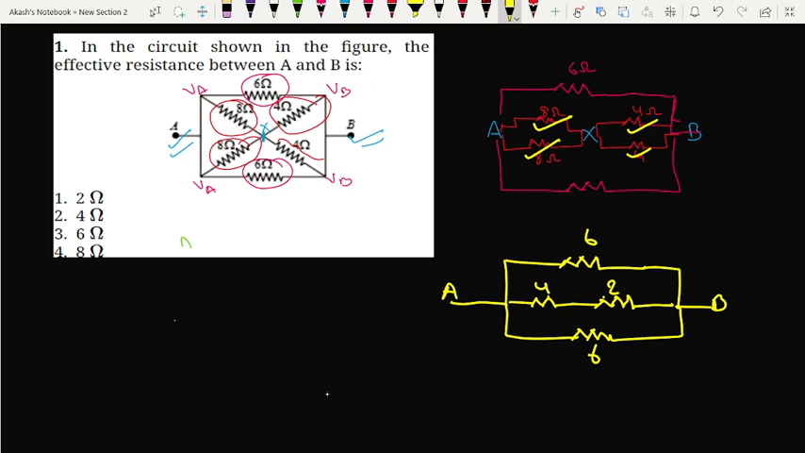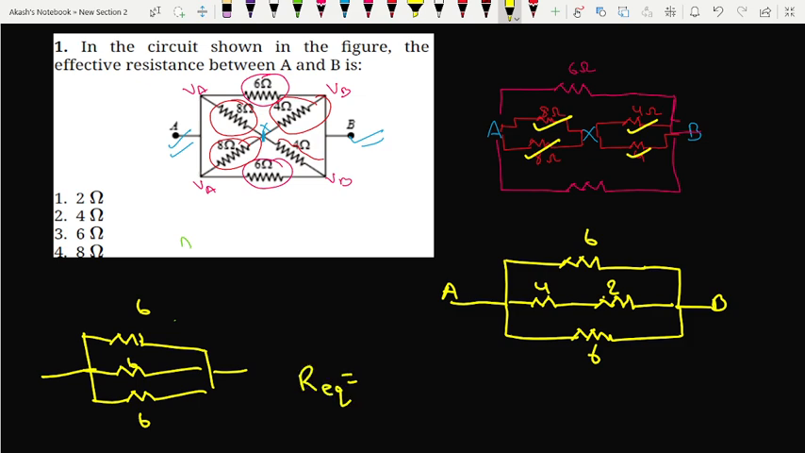So now all are in parallel. These three 6 ohm resistors are parallel. Then the equivalent resistance R equivalent is 6 upon 3, which gives 2 ohm.